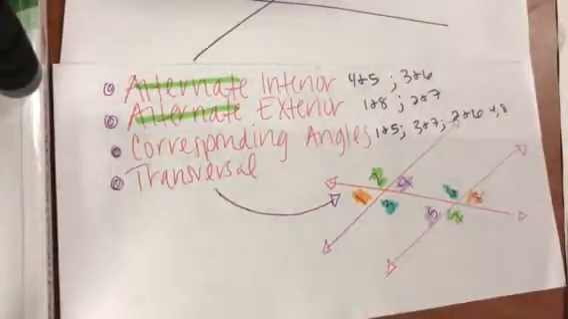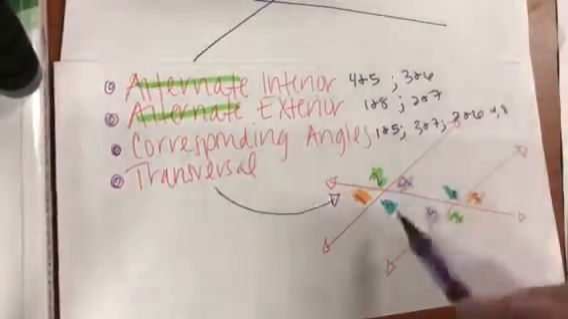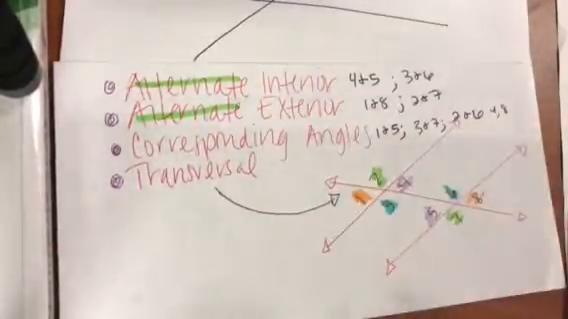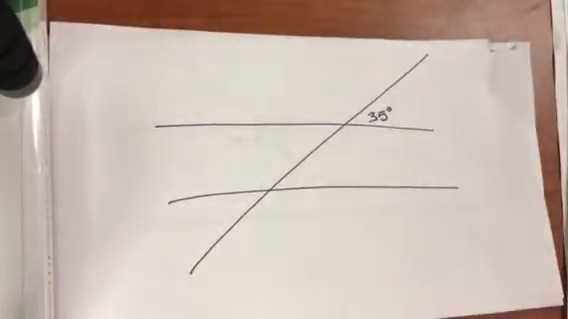Yep, that's it. What about... sorry, that looked like a 9. I was like, wait, hold it. No, that's a 4. That's it. And then the transversal we said was the whole thing. Right. So let's look at some problems. What are the rest of the angles?